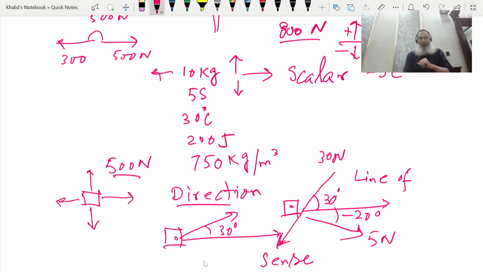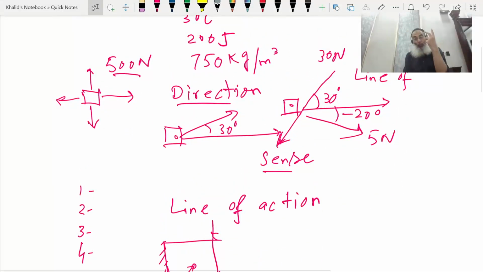But as opposed to all these quantities, a force actually asks for not only magnitude but also direction. That is denoted here by angle. As you can see here, this angle is 30-degree angle in the horizontal direction of the force. This is the line of action of the force, the line along which the force is acting. And this arrowhead, it's pointing in this direction.